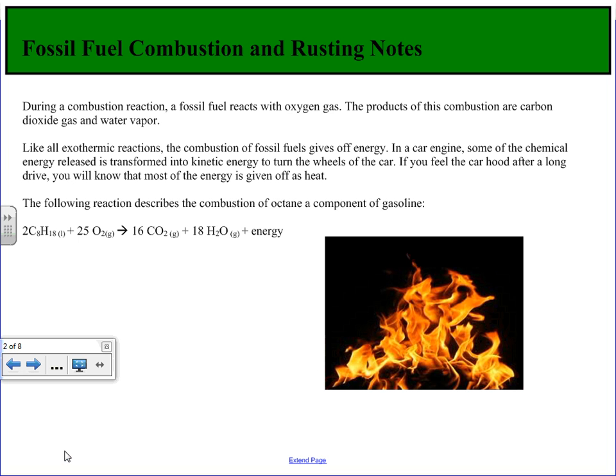In a car engine, some of the chemical energy released is transformed into kinetic energy to turn the wheels of the car. If you feel the car's hood after a long drive, you will know that most of the energy is given off as heat. The following reaction describes the combustion of octane, which is a component of gasoline. So this is our octane liquid, combined with oxygen to produce carbon dioxide, water, and energy. The energy is turned into heat, as well as the energy for moving your car along.